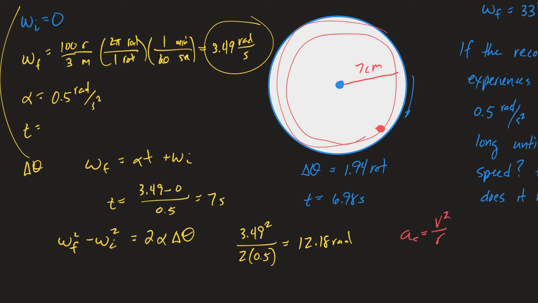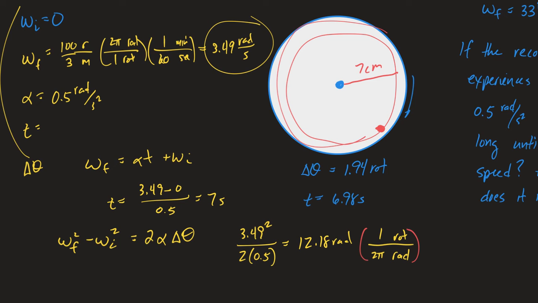Let's try another one. A couple more practices. Again, from the 12.18. I'm going to use a unit conversion. I want to get rid of radians and be left in rotations. For every 1 rotation, there are 2 pi radians. And so it's the same unit multiplier, just opposite, flipped.